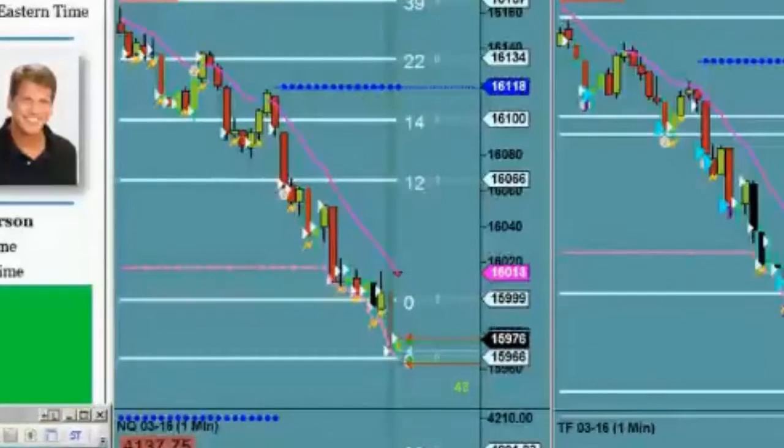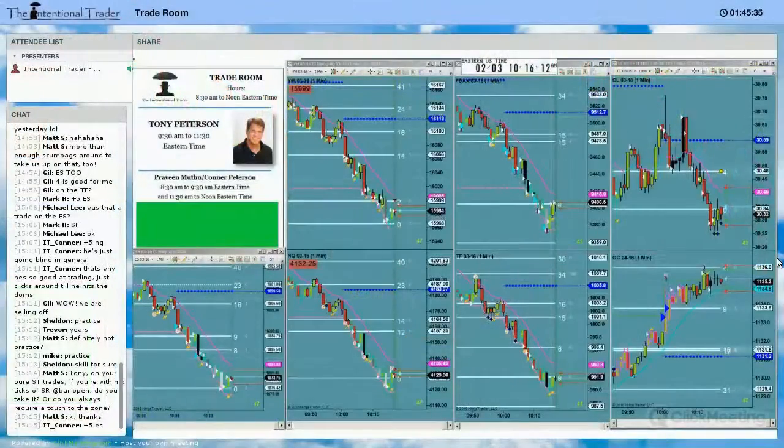+5. Just knocked out 3 quick winners, and I want to go over those with you now that I have a little bit of time. Sometimes things just happen very quickly around here.